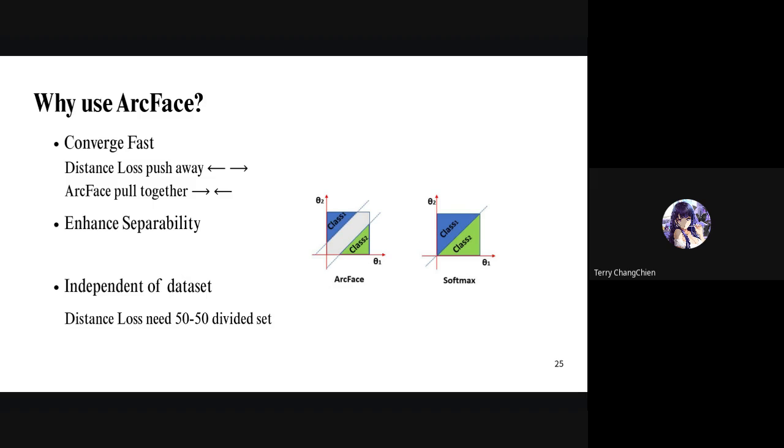The second is enhanced separability, since it leaves some margin between the 2 different classes, while standard softmax only separates classes. And the third one, it is independent of data size, whereas when we use distance loss, we need to provide 50-50 positive and negative cases.